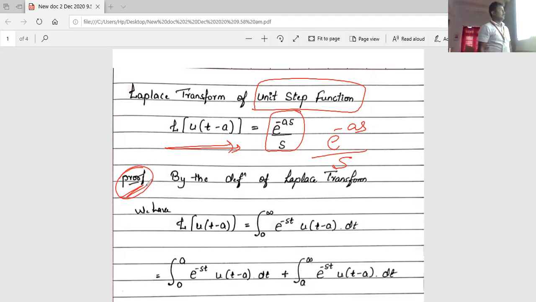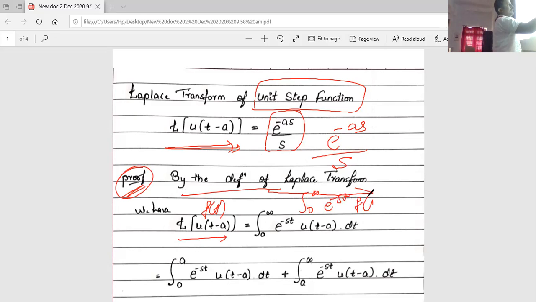Proof. By the definition of Laplace transformation, we take the Laplace transformation of u of t minus a. This is called f of t, and our definition is integration over 0 to infinity of e to the power minus st f of t dt. So we write it as integration over 0 to infinity of e to the power minus st u of t minus a, with respect to dt.